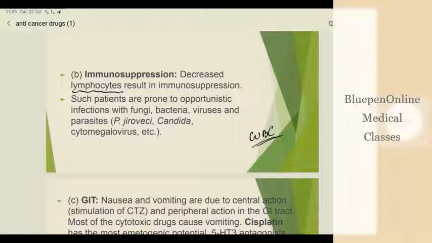These are opportunistic infections such as Pneumocystis jirovecii, Candida, cytomegalovirus, etc. So these are the different infections.